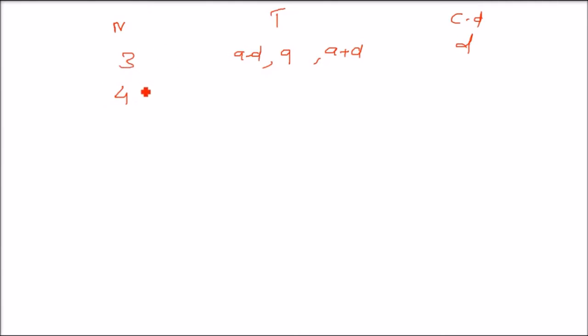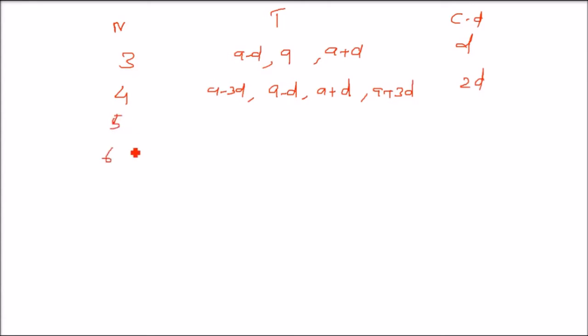Now if you have 4 terms, what are you going to do? A minus D and A plus D should be in the middle. Here you will have A minus 3D, and here you have A plus 3D. What is the common difference? Why have we taken this? I am going to tell you with a question. The common difference is 2D.